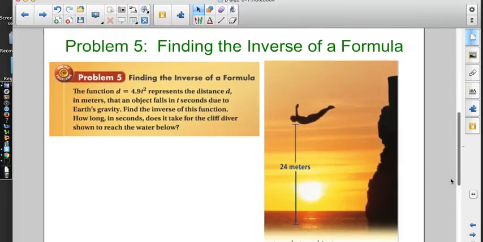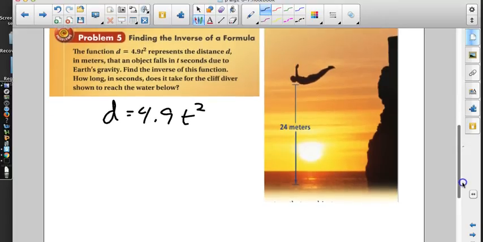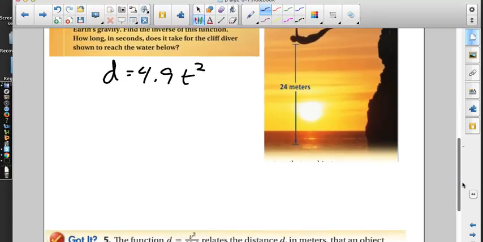It says the function d equals 4.9 t squared represents the distance d in meters that an object falls in t seconds due to Earth's gravity. Find the inverse of this function. How long in seconds does it take for the cliff diver shown to reach the water below? So we're starting with this, but the question is about how much time it's going to take them. All right, so that means I want t all by itself. Give me a way to start getting t all by itself.